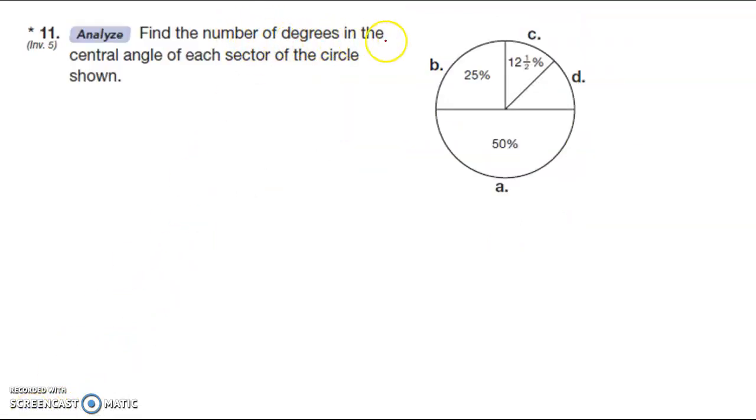Okay. Find the number of degrees in the central angle of each sector of the circles shown. So a central angle has its vertex or corner at the center. And it says find the number of degrees in each sector. So what it's telling us is that this is the percent of the total, right? And the total is 360 degrees.